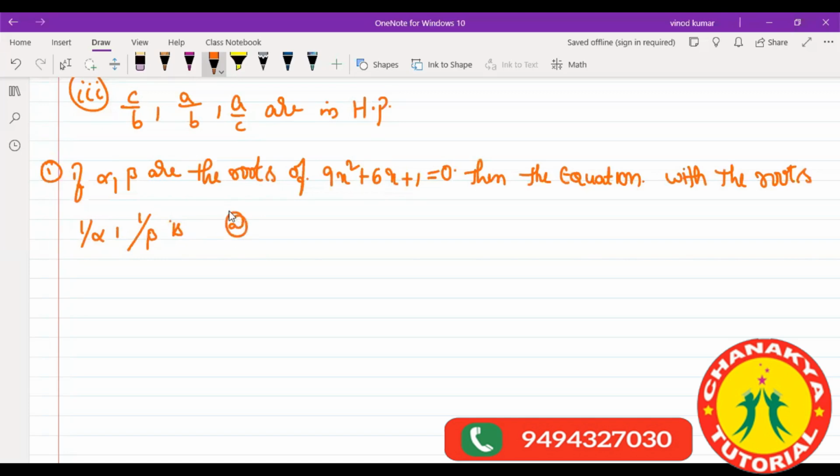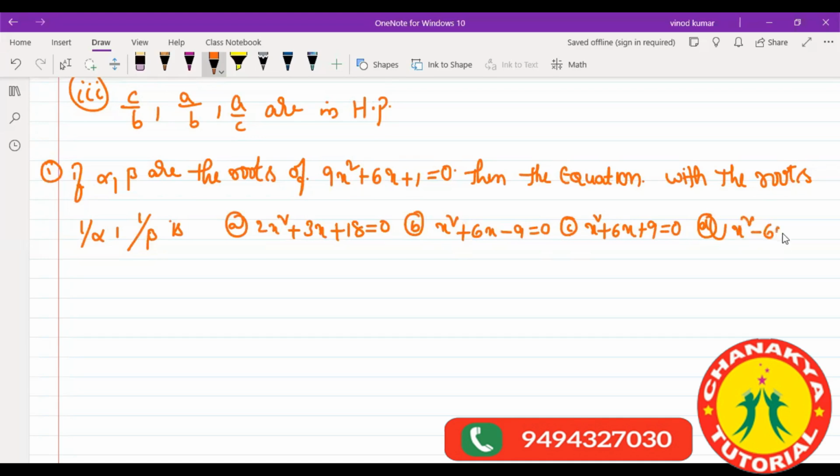Option A is 2x square plus 3x plus 18 equal to 0. Option B is x square plus 6x minus 9 equal to 0. Option C is x square plus 6x plus 9 equal to 0. Option D is x square minus 6x plus 9 equal to 0. Yeah, for this we have one formula.